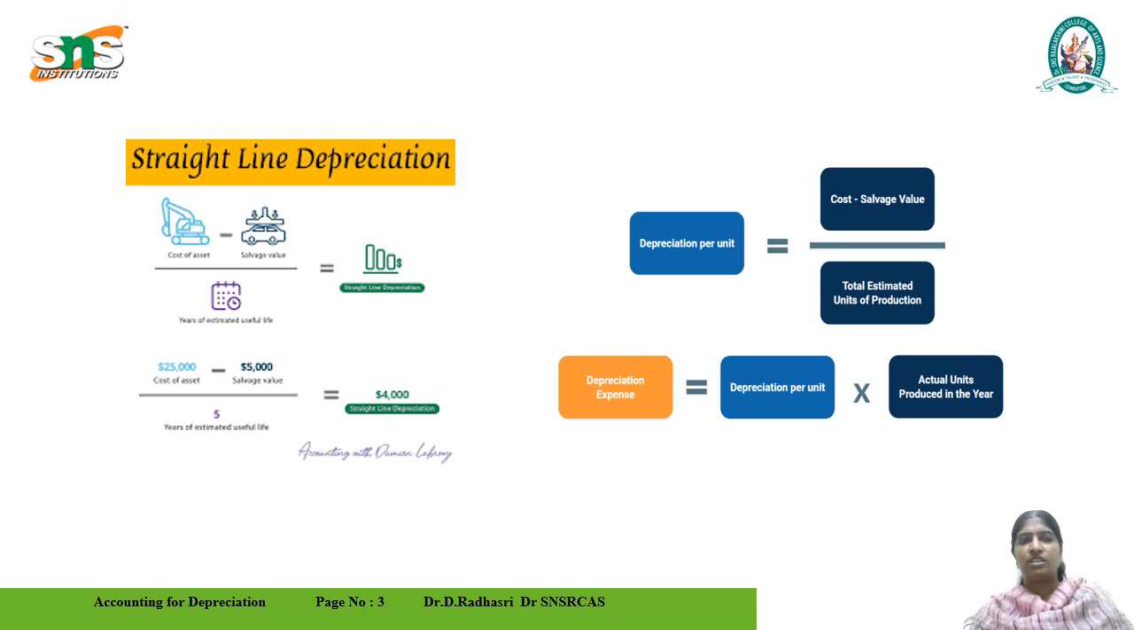In that way, the allocation of the goods can take place in the proper way. This is the straight line method of depreciation.